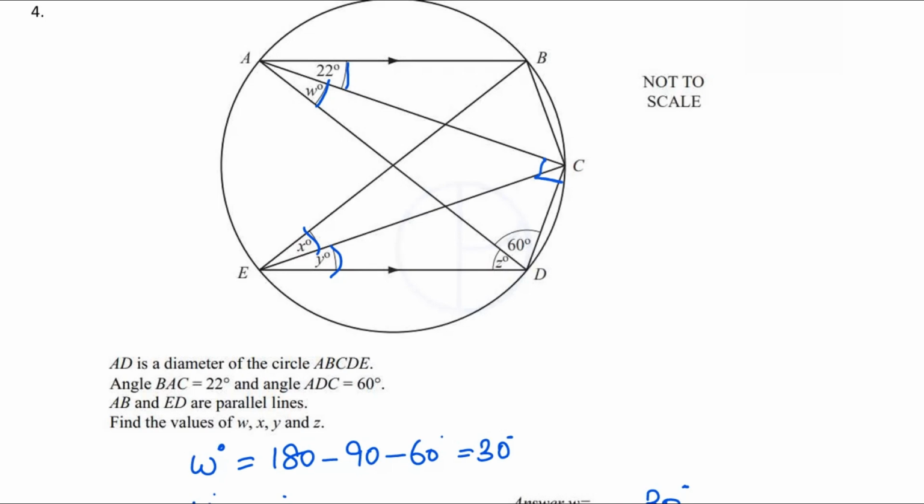The lines AB and ED are parallel. These two are alternate angles. So here W is 30. So this total angle will be 30 plus 22, which is 52. So this is also 52.